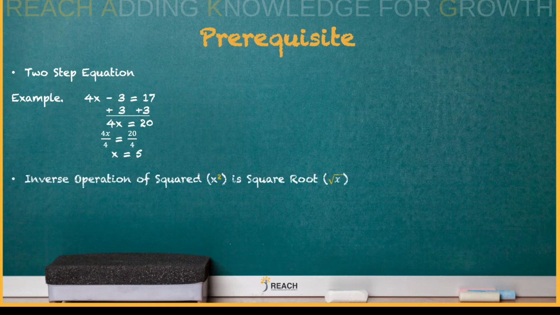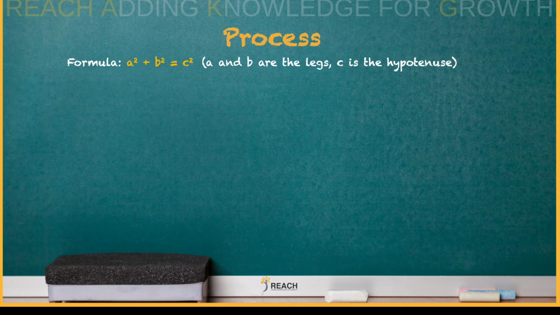Adding and subtraction are inverses, multiplication and division are inverses. Now squared and square root are inverses. So if you have 5 squared, in order to get back to 5, you have to take the square root of 25 to get 5. So the process is applying this formula: a squared plus b squared equals c squared.